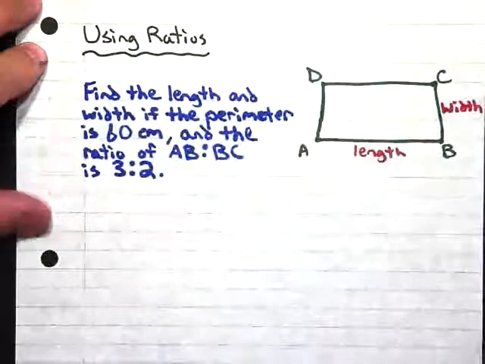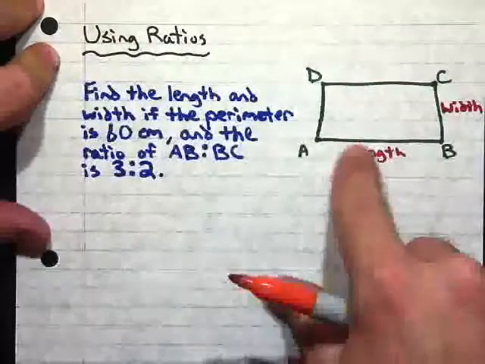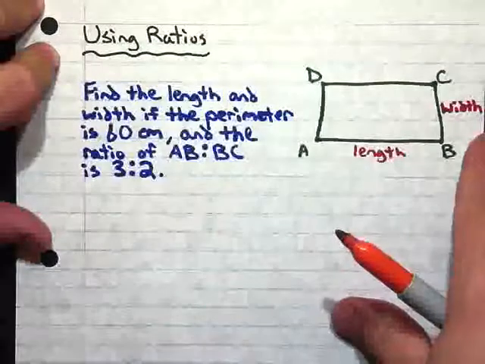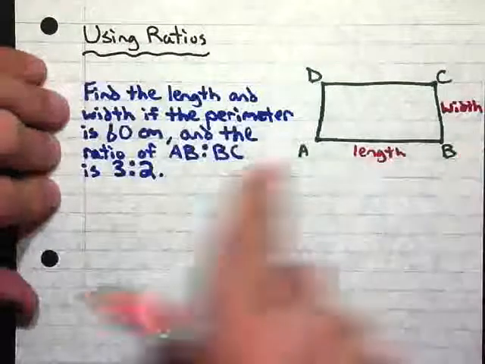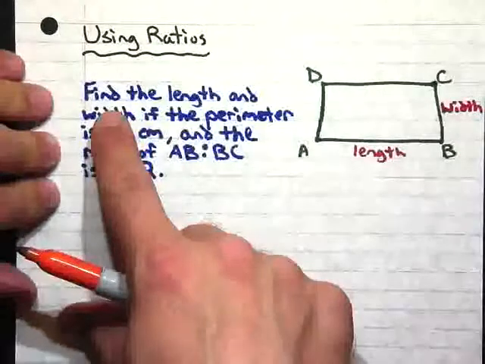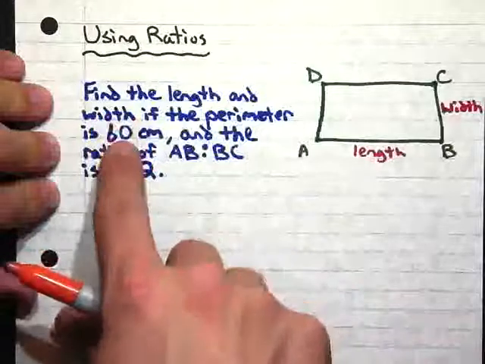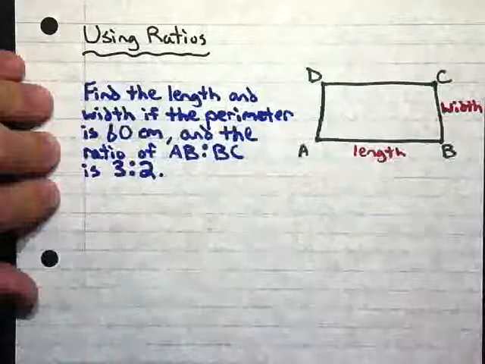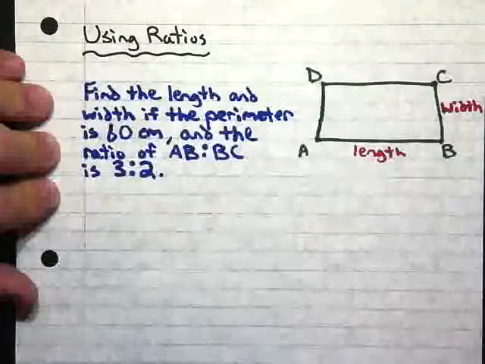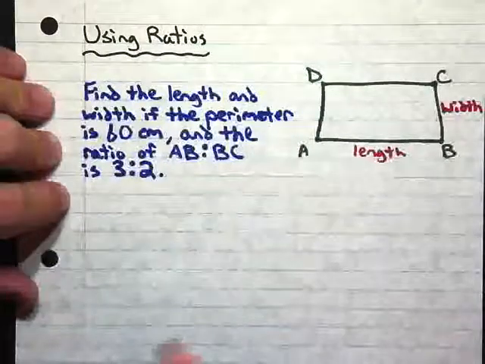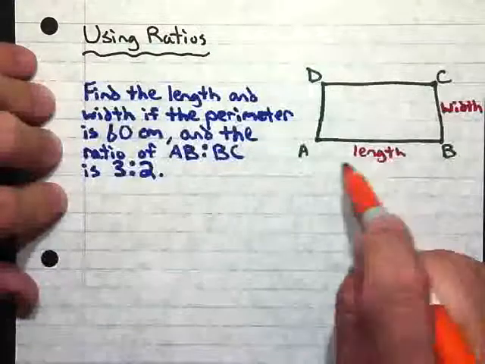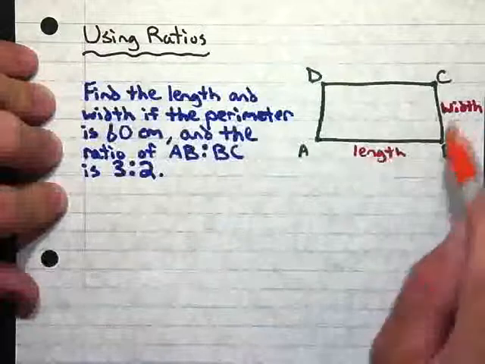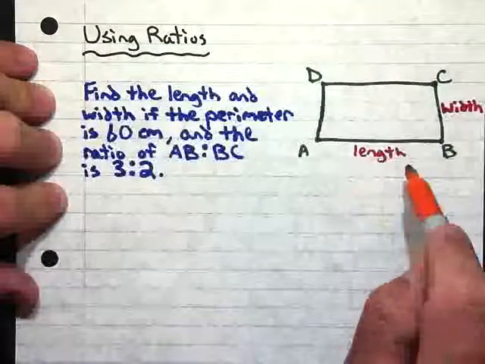All right. So here we're given a rectangle, and we don't know what the length is, and we don't know what the width is. But let's see what we're actually given here. Our problem says find the length and width if the perimeter is 60 centimeters and the ratio of AB to BC is 3 to 2. So basically length is AB and width is BC. So we want a length to width ratio.